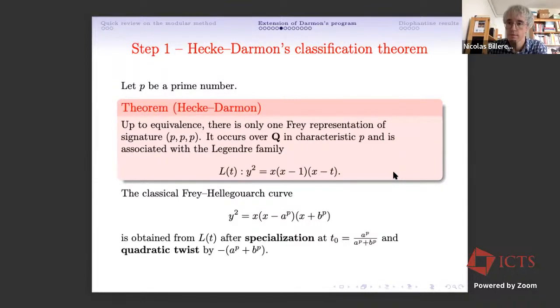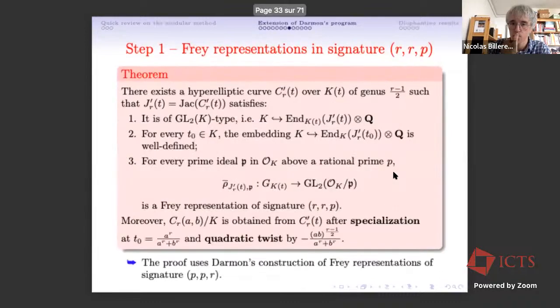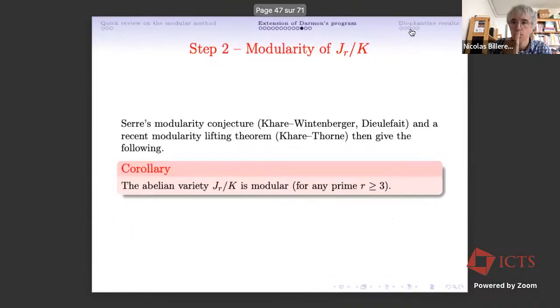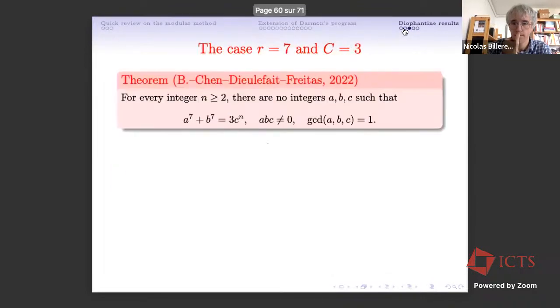Okay, thanks. I have another small question, if that's possible. It's for the equation with the powers 7, so it's A^7 + B^7 = 3C^n, if I'm correct. Yes. Is it actually harder to try to do it without the coefficient 3? Yes, because of trivial solutions.